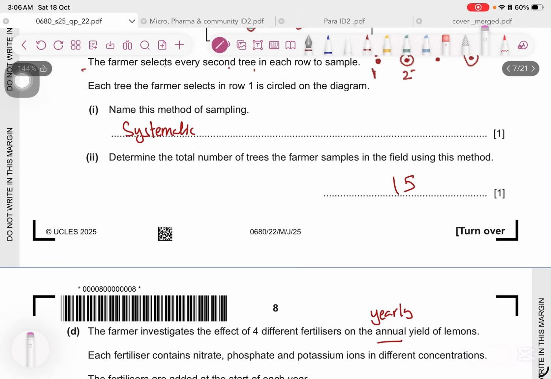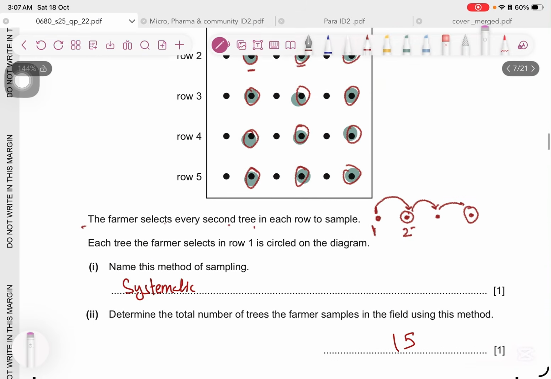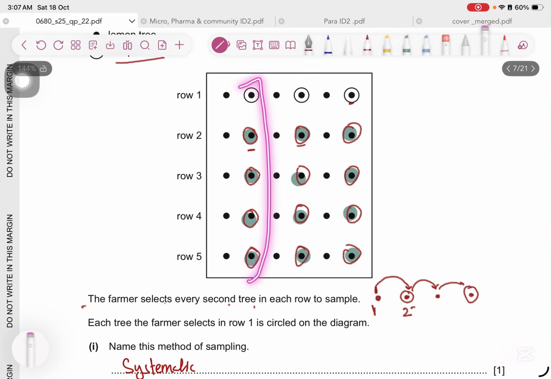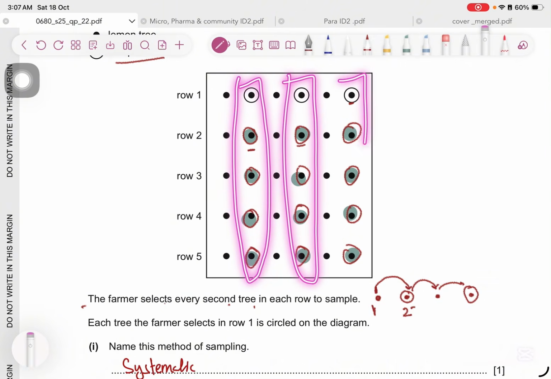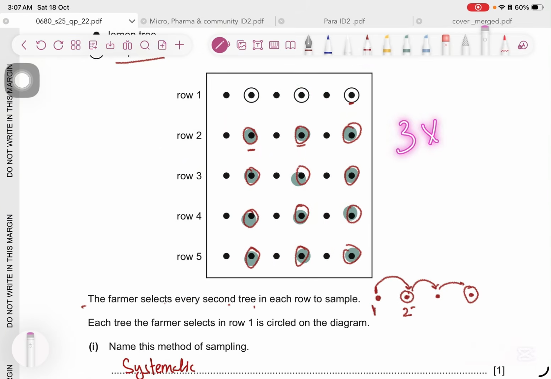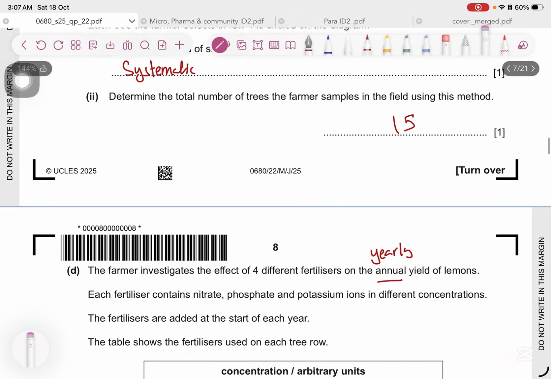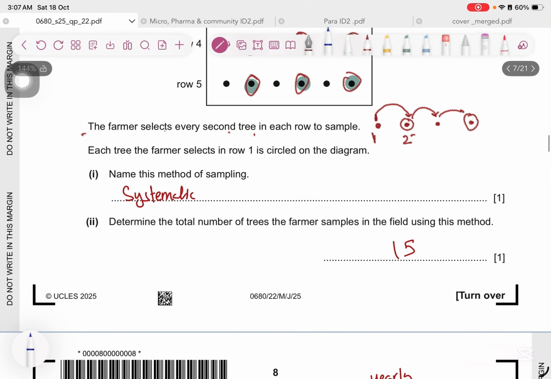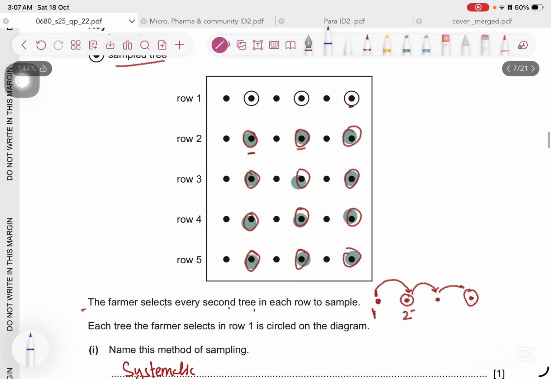Determine the total number of trees the farmer samples in the field using this method. The total number of trees sampled, we're going to count this column and this column along with this one. So 3 columns. We're going to multiply them by 5. Okay, that's going to give you 15. Okay, so there are 3 columns. Multiply them by 5, the number of trees in a column, that's going to give you 15. Or you can simply count them. 1, 2, 3, 4, 5, 6, 7, 8, 9, 10, 11, 12, 13, 14, 15.